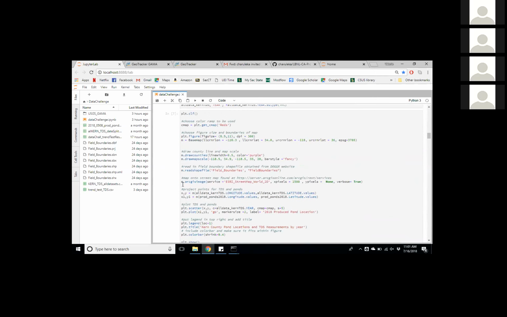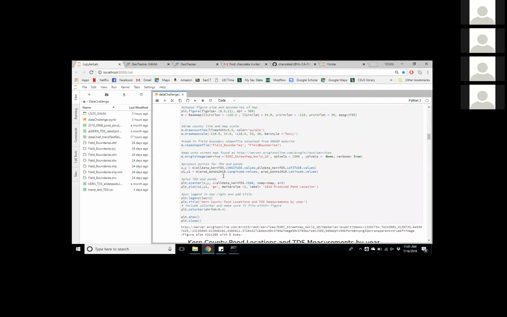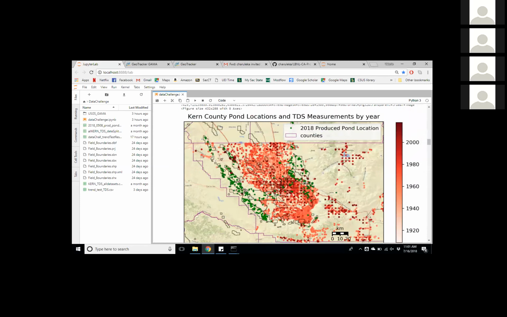Now this pulls directly from an ArcGIS server to get a nice, pretty street map. There are many different maps, as you saw through Michelle's. There's a couple different things that you can do to get this, but you just plot it and you can follow along through the binder. However, this map shows the TDS concentration, TDS measurements by year. The lighter colors are older samples. The deeper red is more recent samples. And these all fall within Kern County, which is this purple county line that you see along the outside.